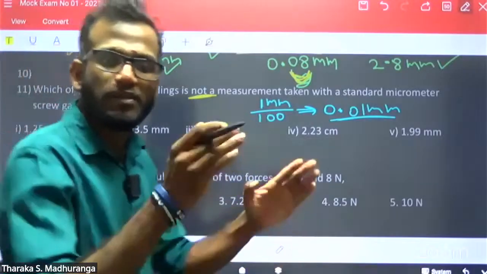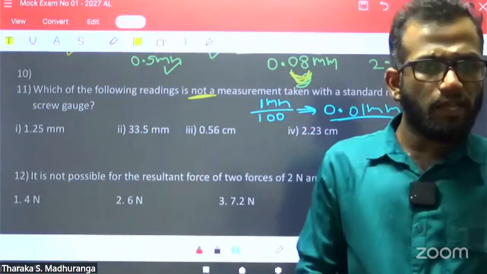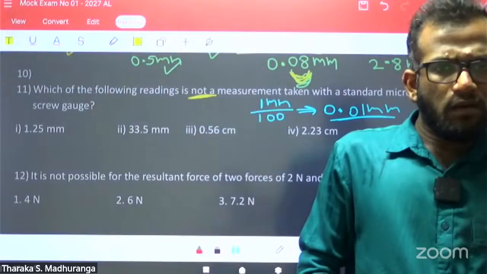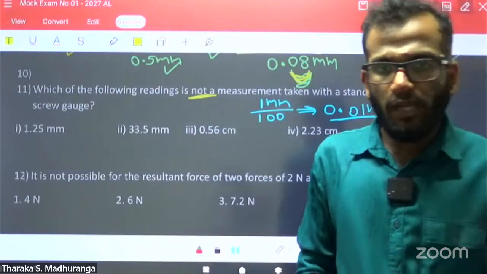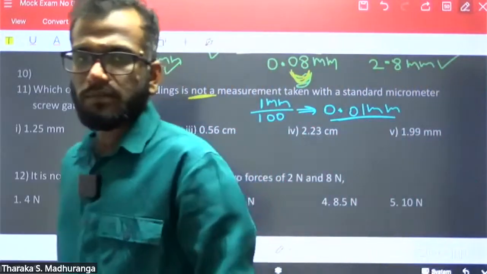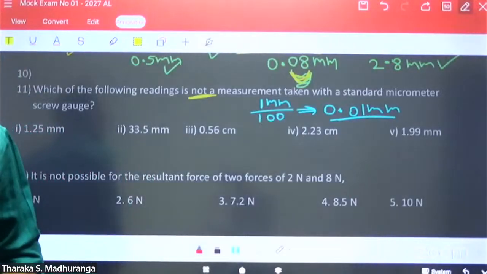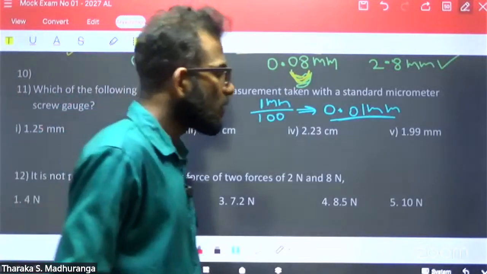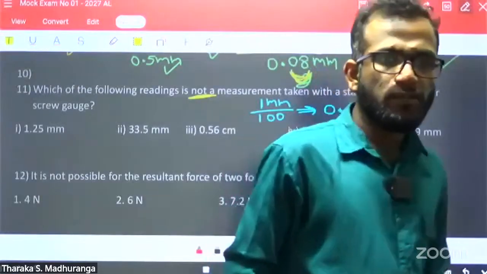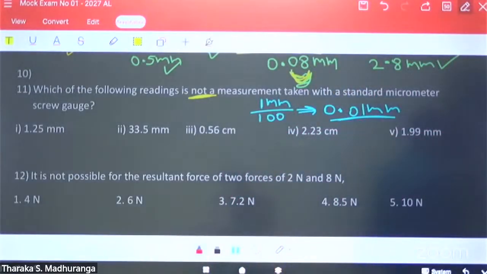And what is the maximum measurement that we can take by the standard micrometer screw gauge? The maximum measurement? What's the maximum measurement?